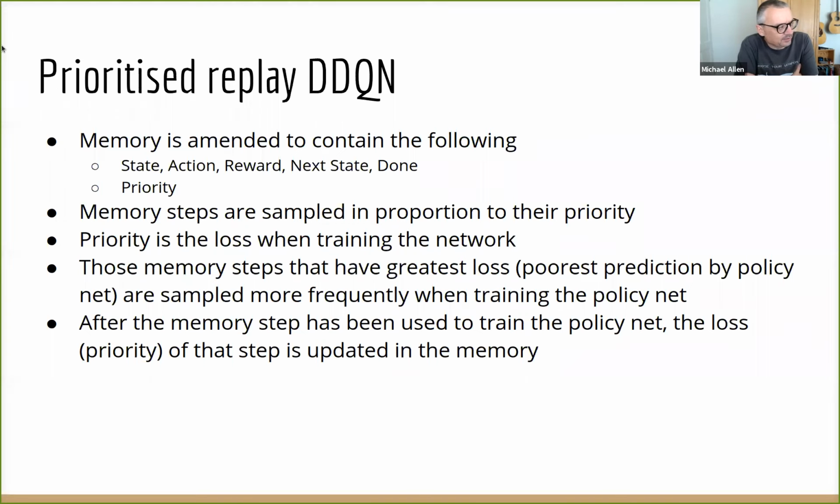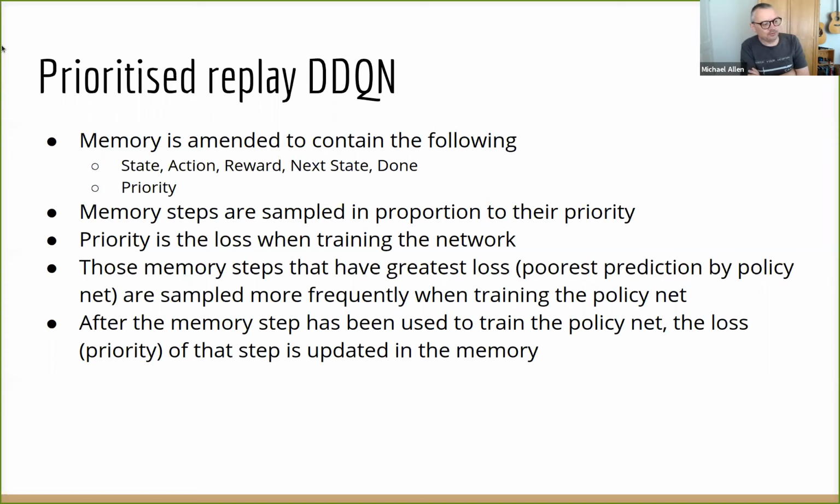And so when the policy network predicts something quite different, that step is more likely to be sampled again. And if the network's made a perfect prediction compared to what you think it should, it'll hardly ever be sampled again. So the priority is simply the loss.